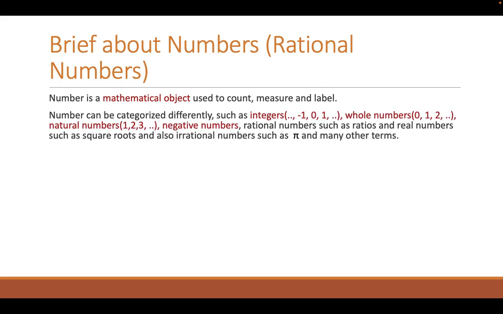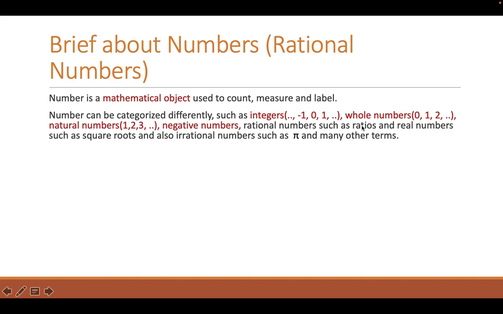More details. Numbers can be categorized differently, such as integers, since we are going to study rational numbers. So let's see some background. Numbers can be integers, and integers can be both positive and negative. You can consider 0, from 0 it can go to the positive side, 1, 2, 3, 4, 5, whatever it is, and it can also go to the negative side, -1, -2, like that. So the first category is integers. Second, whole numbers.